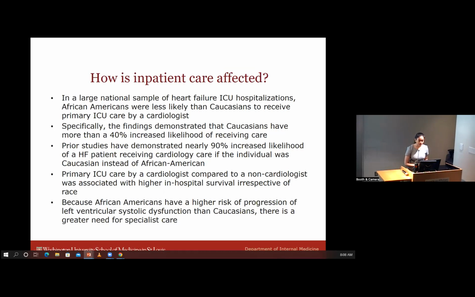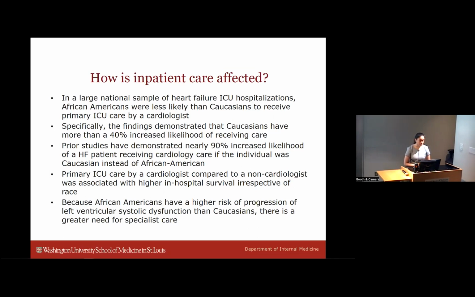How is inpatient care affected? In a large national sample of heart failure ICU hospitalizations, African Americans were less likely than Caucasians to receive primary ICU care by a cardiologist. Specifically, the findings demonstrated that Caucasians have more than a 40% increased likelihood of receiving care. Prior studies have demonstrated a nearly 90% increased likelihood of a heart failure patient receiving cardiology care if the individual was Caucasian instead of African American.